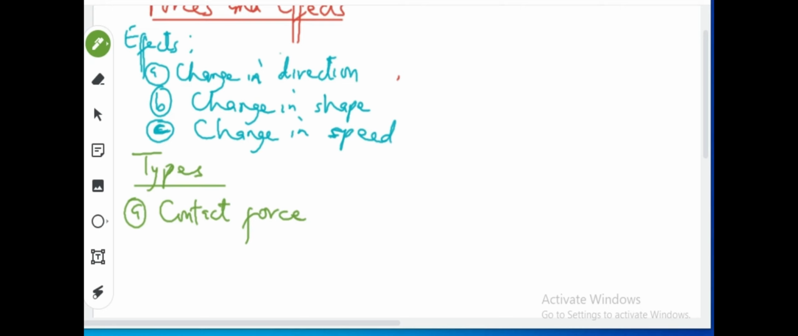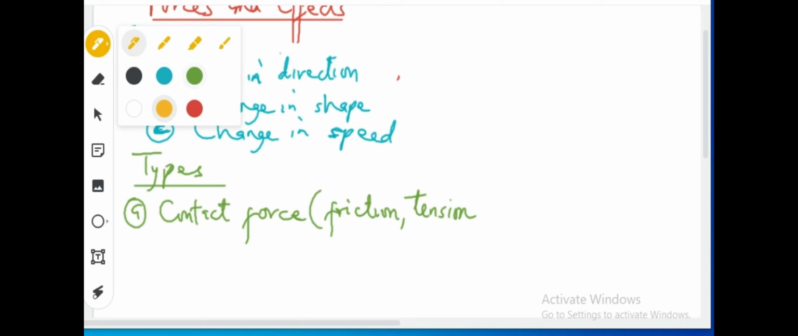Can you give me examples of contact forces? You have friction, air resistance, tension, and what have you. Pressure is not a force. Pressure is actually force over area. So you have friction, tension, compression, and all that. Tension is a stretching force, while compression is a squashing force. For contact force, there has to be a physical contact between the objects.